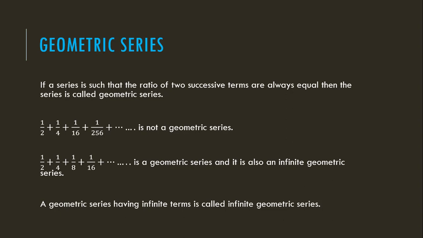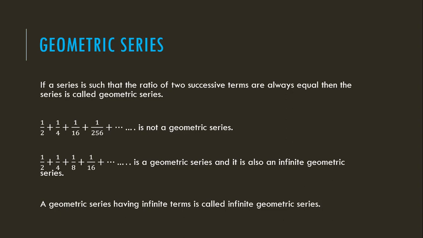Look at the series given: 1 by 2 plus 1 by 4 plus 1 by 16 plus 1 by 256 plus dot dot dot. This is not a geometric series because the ratio between 1 by 4 and 1 by 2 is half, but the ratio between 1 by 16 and 1 by 4 is 1 by 4. The ratios are not the same here.